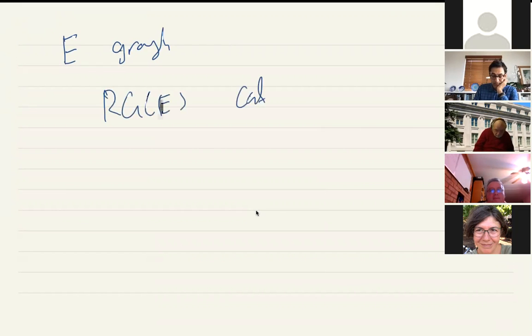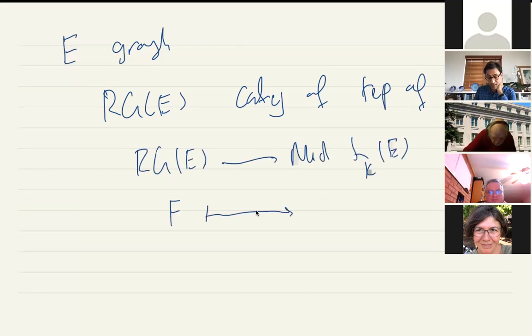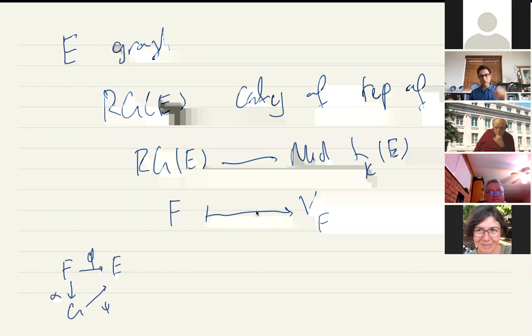Now, so E is a graph, again, weighted or not. Then I call Rep(E) the category of representations of E, all that F, all that puzzle fitting together. And well, you have a functor here. So if you give me one of these diagrams, one of these graphs, I gave you V_F. And here you have to be careful. You have to think a little bit how to construct the morphisms, but you do it as you should. And this gives you, well, a functor here.